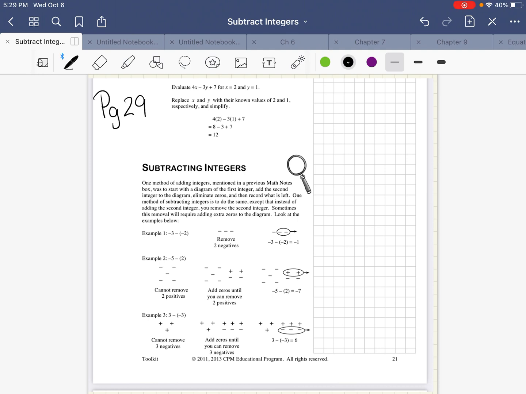Okay, you should be on page 29 of your toolkit. This subtracting integers is our topic. That's towards the bottom of the page. So get yourself there and set up and ready to go.